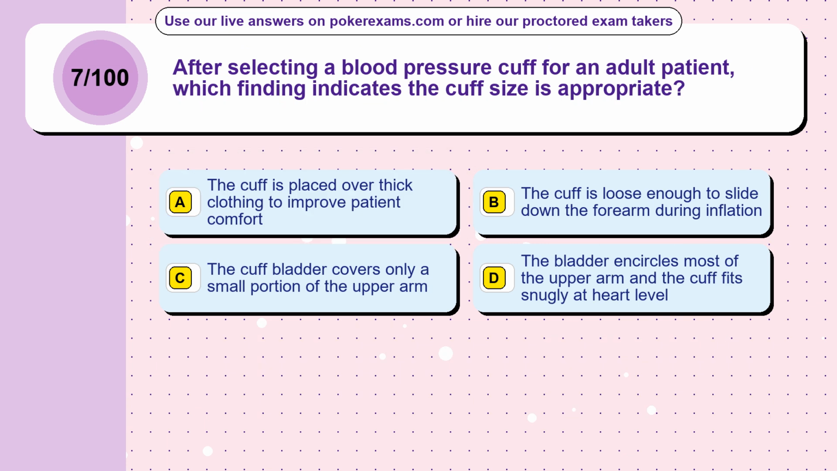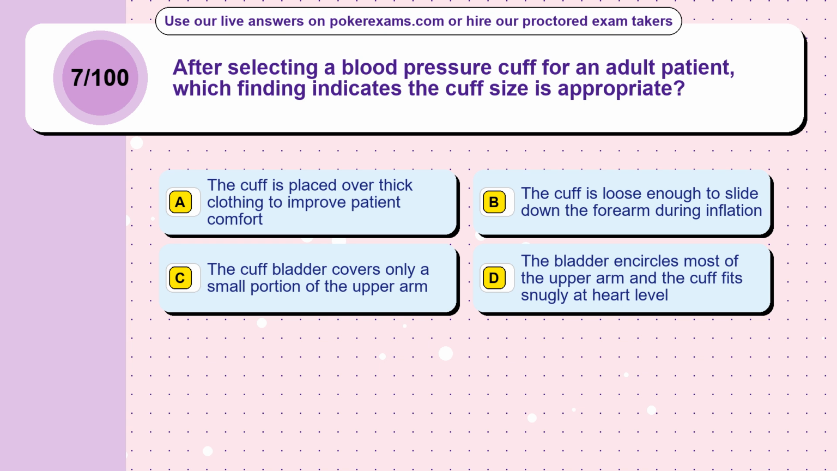Question 7. After selecting a blood pressure cuff for an adult patient, which finding indicates the cuff size is appropriate? Option A. The cuff is placed over thick clothing to improve patient comfort. Option B. The cuff is loose enough to slide down the forearm during inflation. Option C.